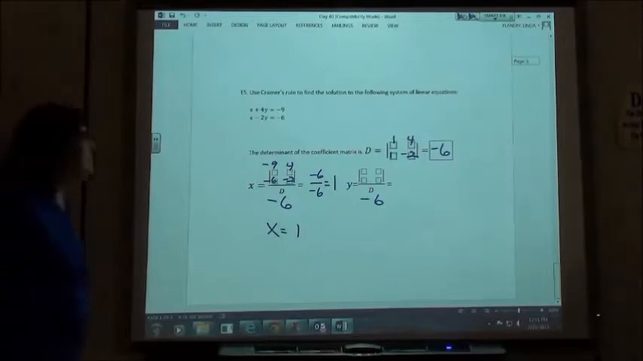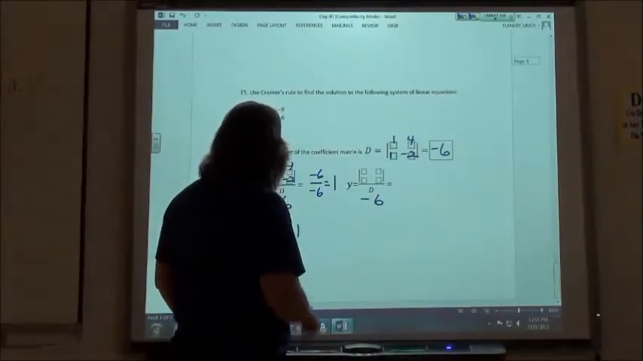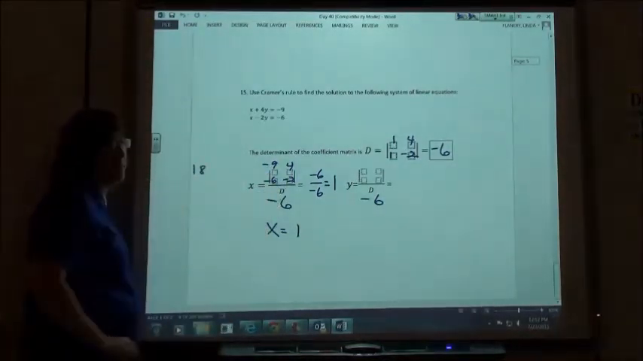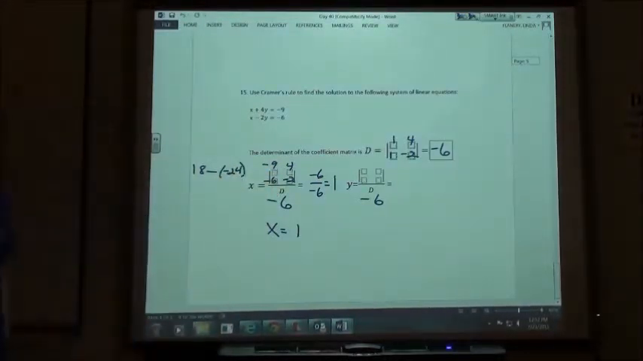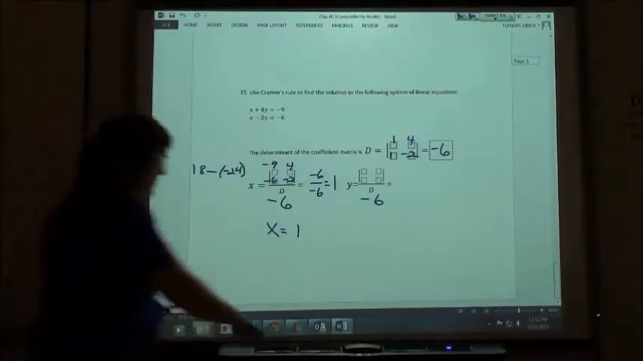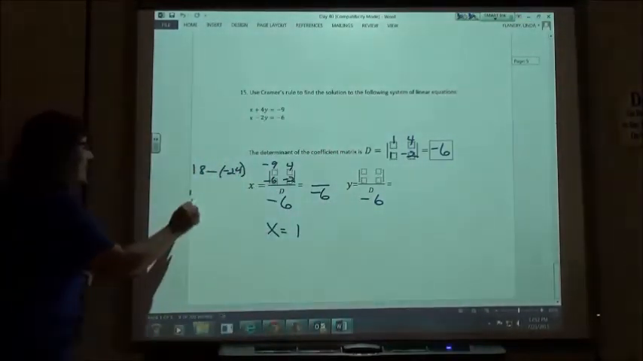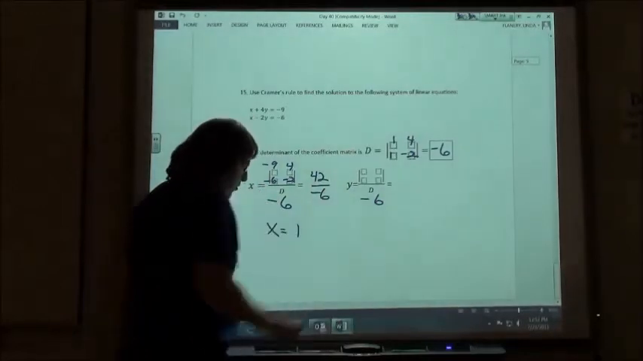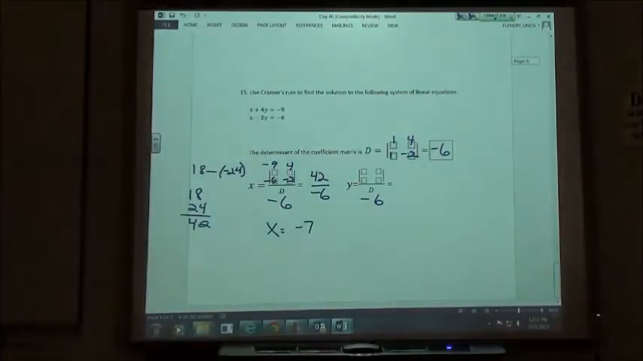And D sub y, our determinant for that one would be, wait a minute here. Let's check your work. Negative 9 times negative 2 is 18, right? Then I have to subtract negative 6 times negative 4, which is a minus 24. If I'm subtracting a negative, I probably better add. 18 plus 24 must be 42, huh? So 42 over negative 6 would be negative 7. That what you got? Yeah.